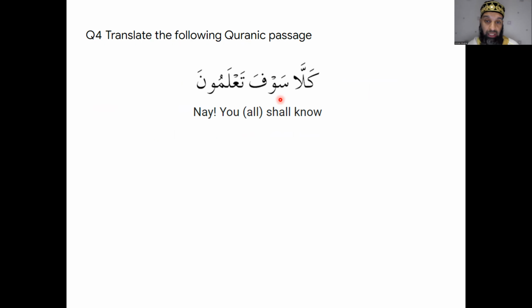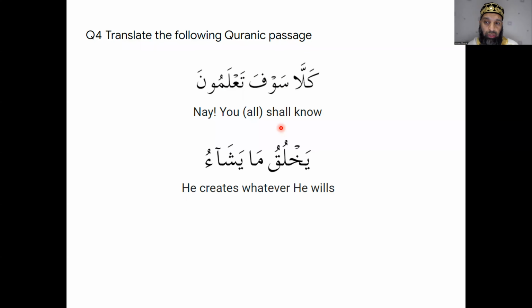Translate the following. Kalla sawfa ta'lamun, you all shall know. You all will know. So it's gone into future because of sawfa. Ta'lamun by itself means you all know. Sawfa ta'lamun, you shall all know. Maybe in some translations, I might say you will all know. Yakhluqu, he creates. Ma yasha, what he wills. So the he is important here. Ya, third person. He creates what he wills.